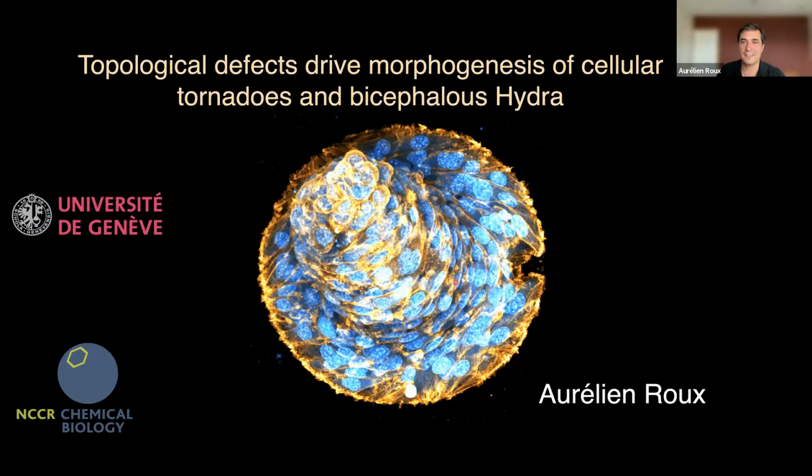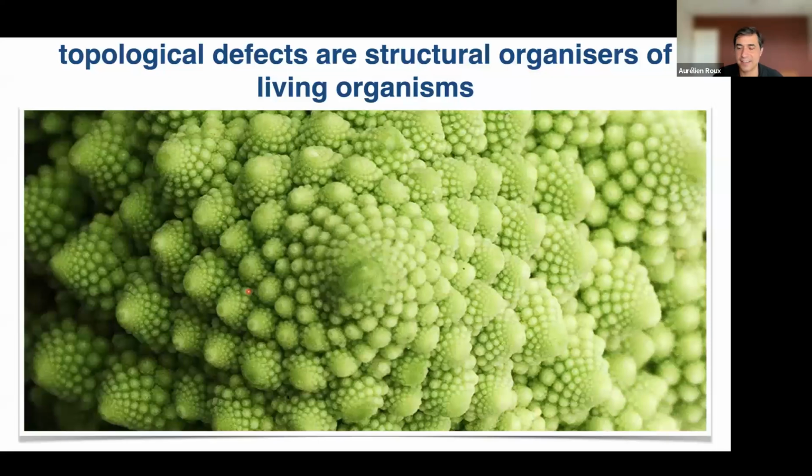The title is Topological Defects Drive Morphogenesis of Cellular Tornadoes and Bicephalous Hydra. So it sounds a bit weird, but you'll see where we're going.